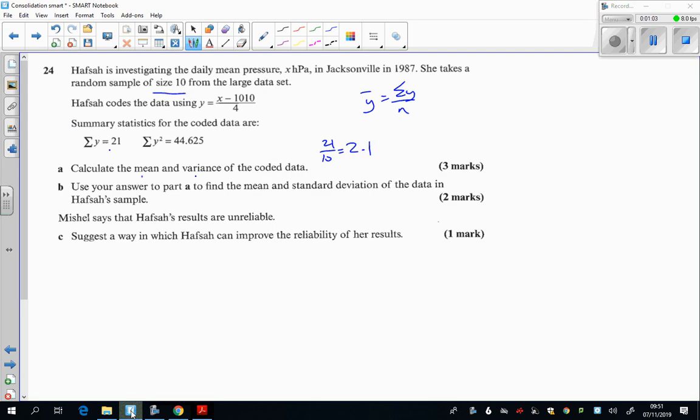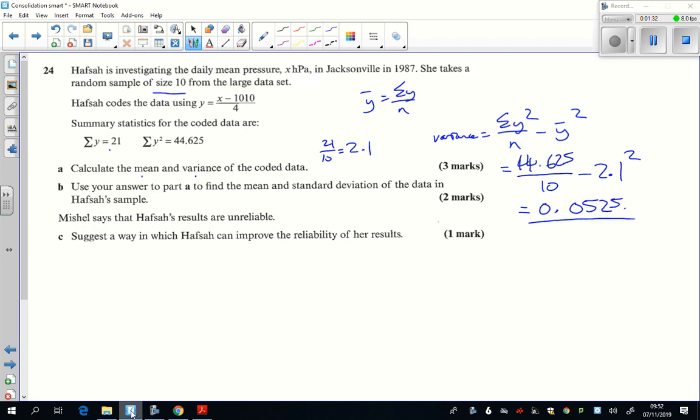So what did that say? It said the variance was equal to the sum of the y squareds divided by n, take away the mean squared. Well, the sum of the y squareds is 44.625 divided by 10, take away the mean of 2.1 squared, and that tells me that the variance of these ones here is 0.0525. But that's just of the coded ones.